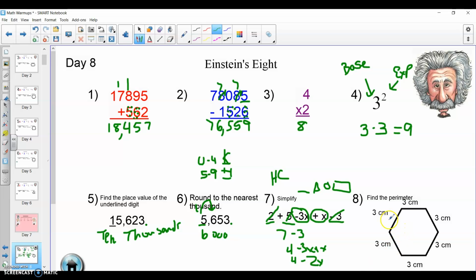And the last problem, what does perimeter mean to do? So, 3 plus 3, 6. 6 plus 3, 9. 9 plus 3 is 12. 12 plus 3 is 15. 15 plus 3 is 18. Not just 18 centimeters. 18 centimeters.